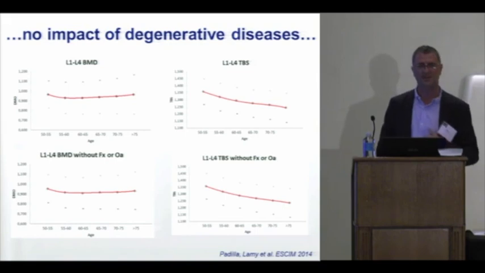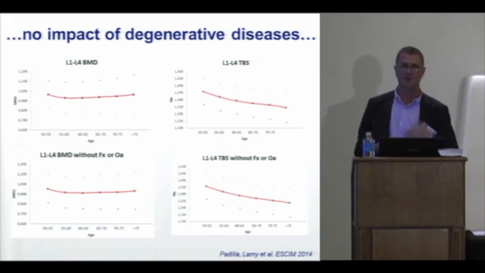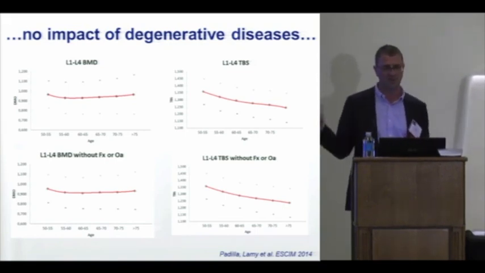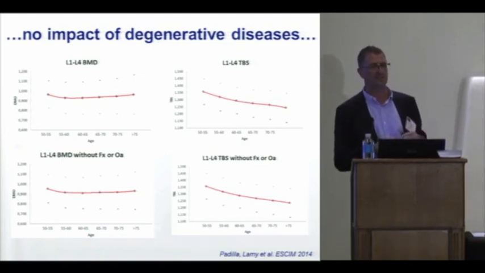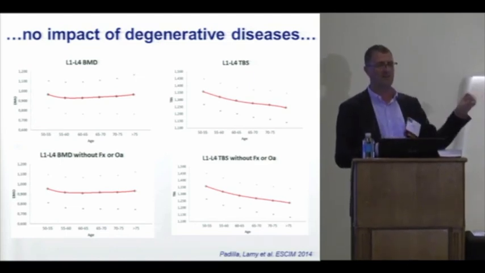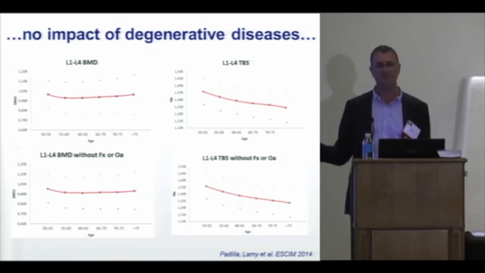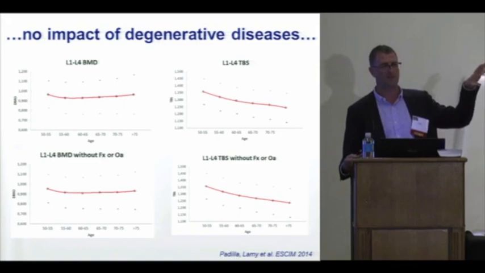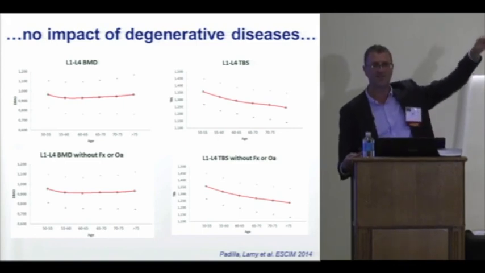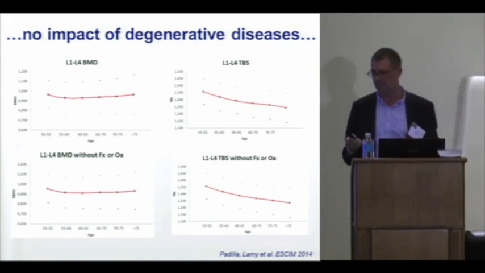The second, which is quite interesting, has been published now in several papers, I'm just showing one of the papers here: there is no impact of degenerative disease on the TBS as opposed to the BMD of the spine. Pretty often we have arthrosis or osteophyte on the spine that will create an increase of the BMD. It doesn't impact the TBS value.